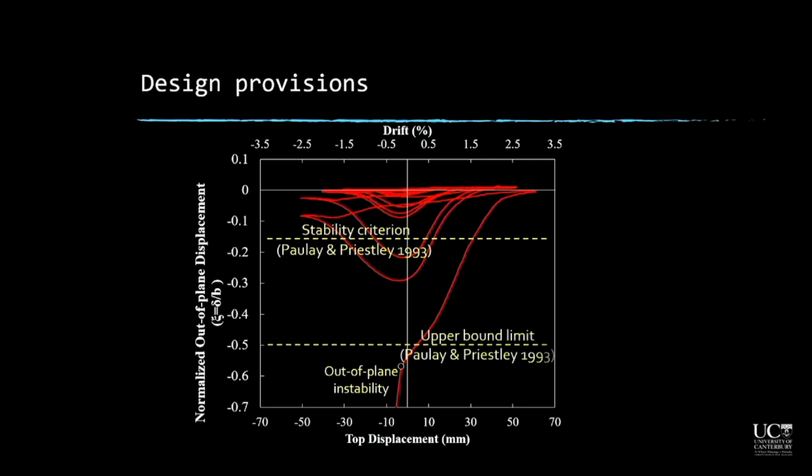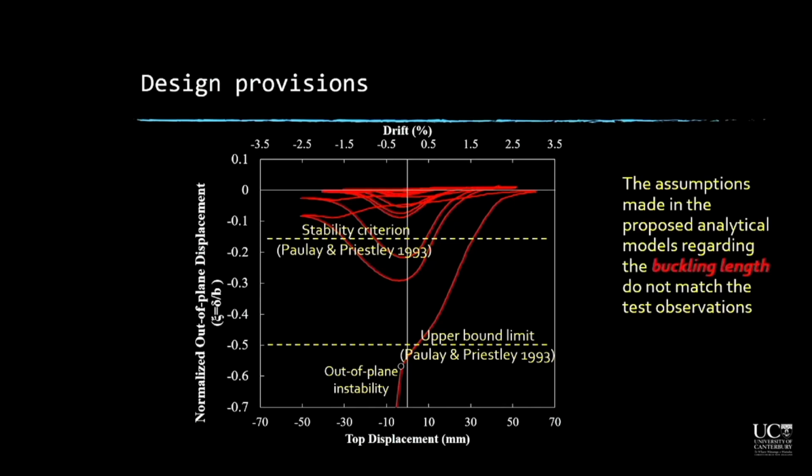In the analytical models, an upper bound limit was also introduced, which was half of the wall thickness, and the test observations were pretty much in line with this upper bound limit. When the out-of-plane deformation exceeded this upper bound limit, the wall became unstable. However, the assumptions made in the analytical models about the buckling length do not match the experimental observations. As I said, in the analytical models, the buckling length was considered to be the theoretical plastic hinge length. However, the experimental observations showed that it's a parameter dependent on the strain gradient as well as the unsupported story height. The test results show a value of 70 to 75% of the unsupported story height as the buckling length.